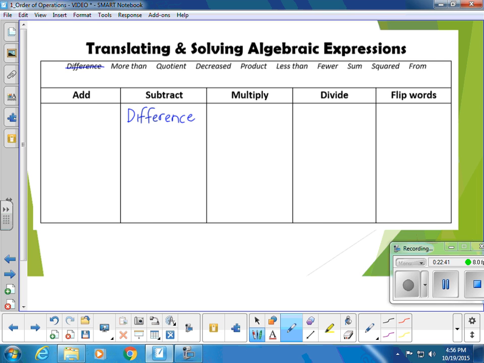If I talk about more than, that is usually referring to add, or it could be referred to as subtraction, but most of the time it's addition. So I'm going to have you put a little star by it because it could be both. And I'm going to have you write it over here under flip words, and I'm going to explain why in just a minute. Okay. Quotient. Quotient is that funny word, and it means division.